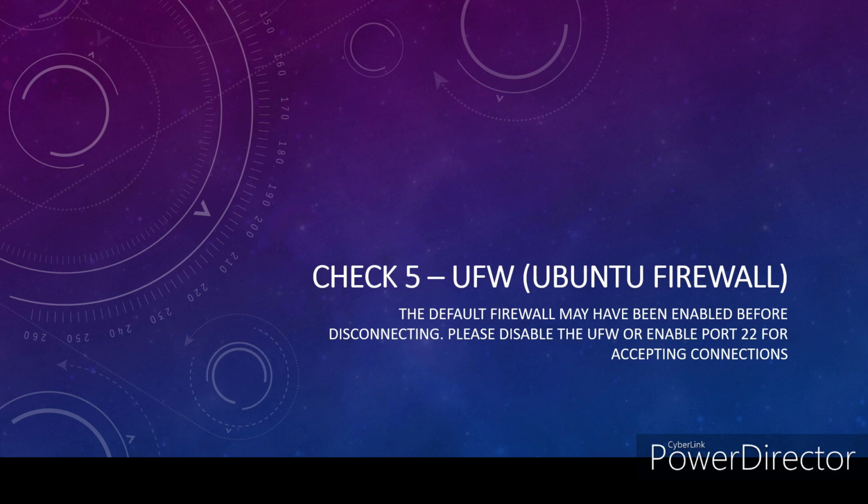Our last check is the Ubuntu firewall. If we have selected an Ubuntu AMI, it could happen that when you first logged in via SSH into the EC2 machine, by mistake the firewall was enabled and it doesn't allow port 22. In that case what we have to do is disable the Ubuntu firewall, or enable port 22 for accepting the connections. We will see that very soon.